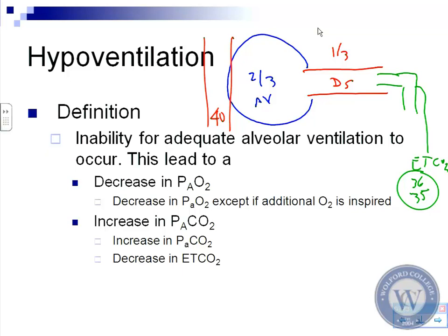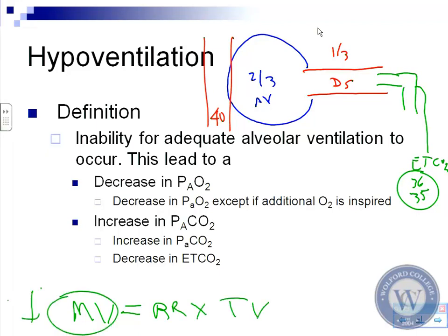Because hypoventilation is an equation based on minute ventilation. Minute ventilation is respiratory rate times tidal volume. Whatever causes a decrease in minute ventilation will lead to an increase in PCO2.